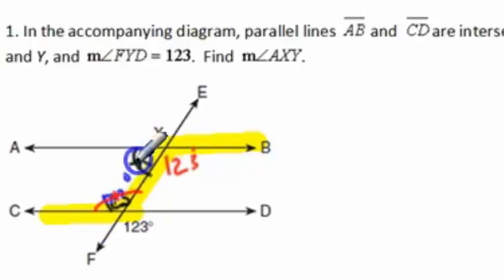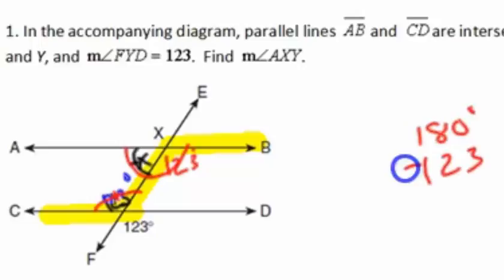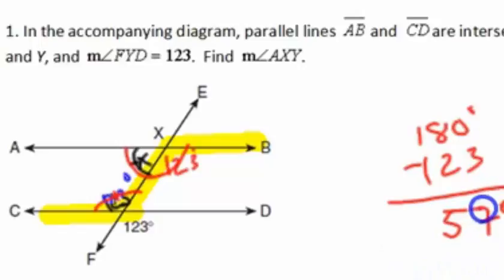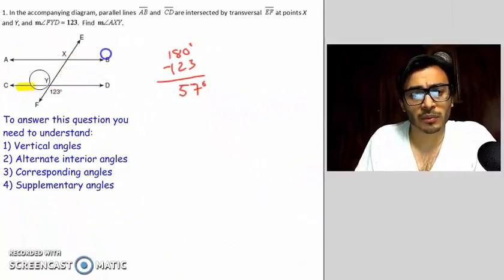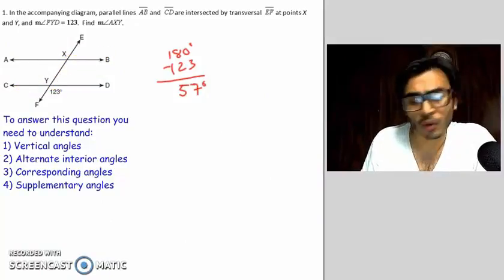Now to find x, you should recognize that we have a linear pair right over here. Linear pair means these add up to 180 degrees. So all you have to do is 180 degrees minus 123. And what do we get for that? 57. So the answer is 57 degrees. So there's more than one way to do it. Hopefully you can find other ways. I'll show you one more.